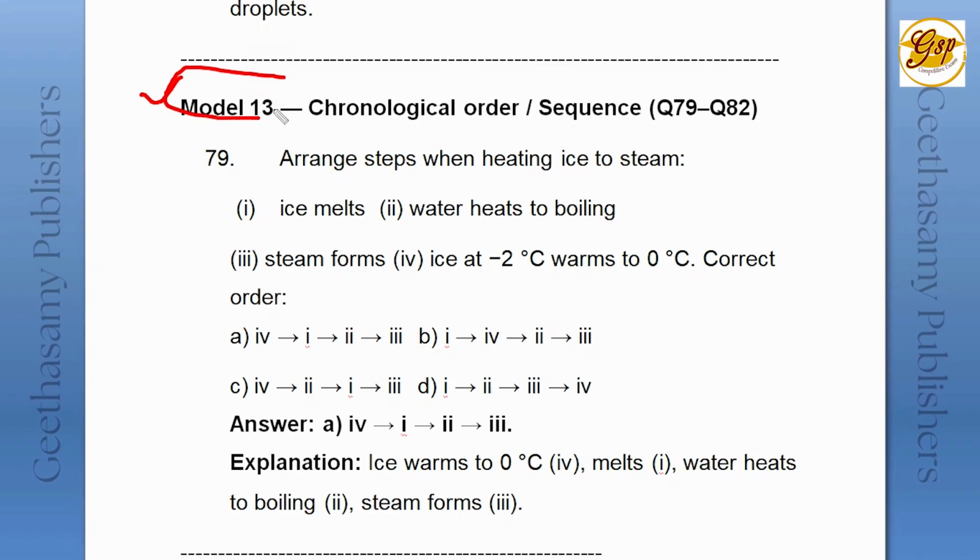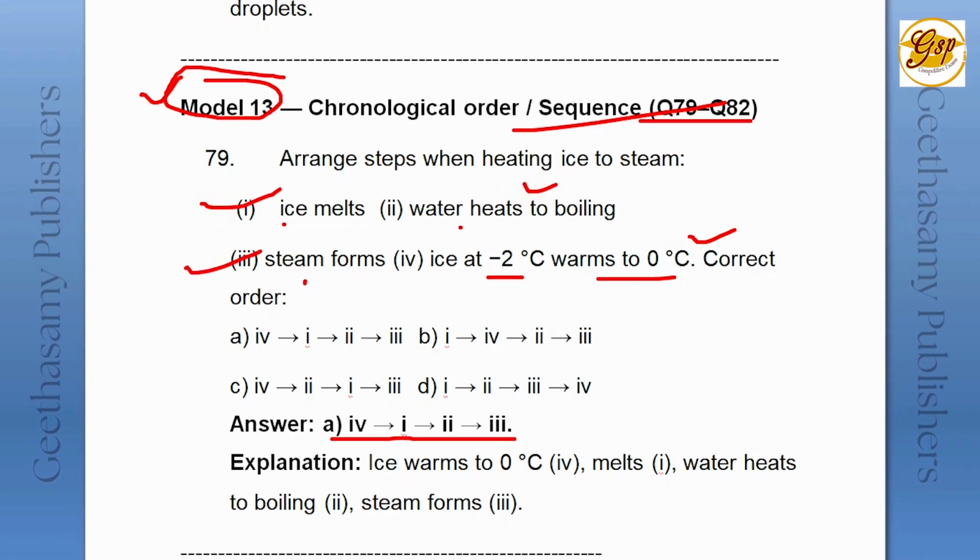Model 3, chronological order or sequence, questions 79 to 82. Arrange the steps when heating ice: ice melts, water heats up to boiling, and steam. Ice at minus 2 degrees centigrade, warms to 0 degrees centigrade. The correct order is 4, 1, 2, 3. This is the first one, then the second one, third one, and the fourth one.